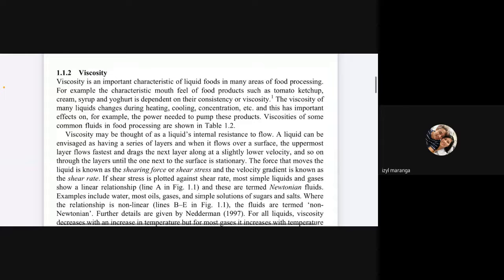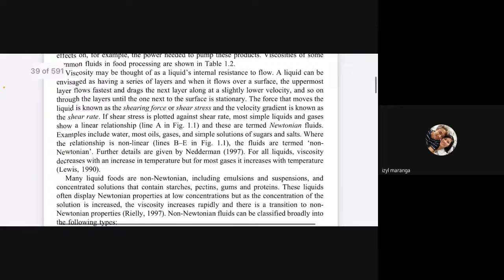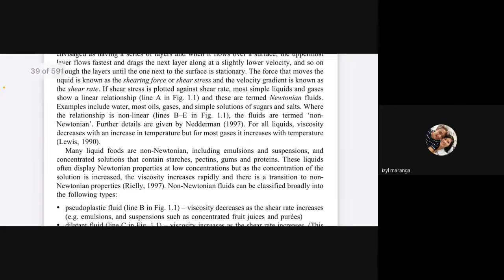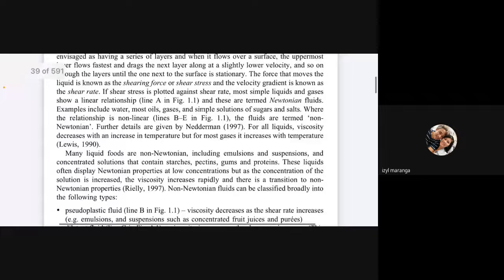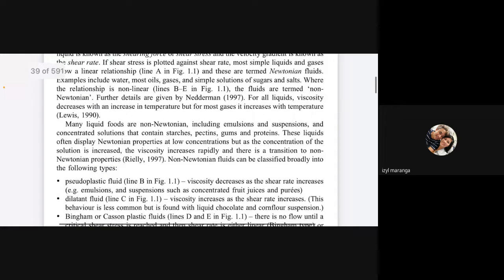And the uppermost layer flows fastest and drags the next layer along at a slightly lower velocity and so on, no? So matakdan siya from one to another. And the force that moves the liquid is known as the shearing force or shearing stress. And the velocity gradient is known as the shear rate. No? So the shear stress is plotted against shear rate, where most simple liquids and gases show linear relationship.